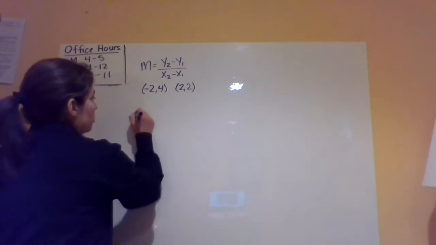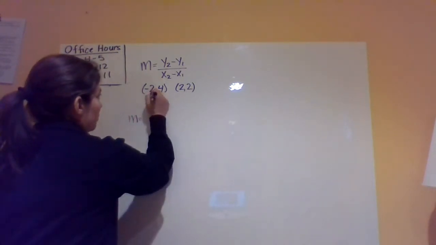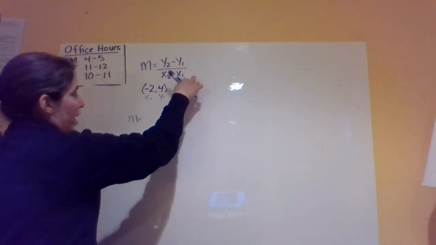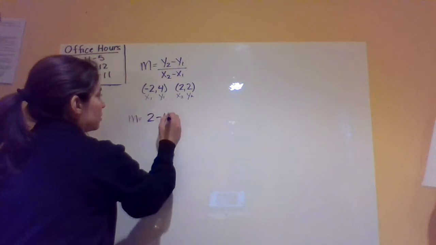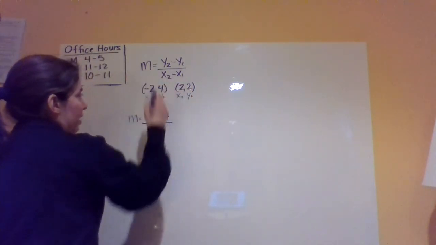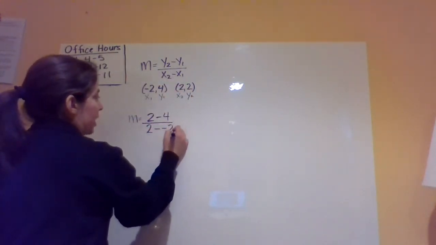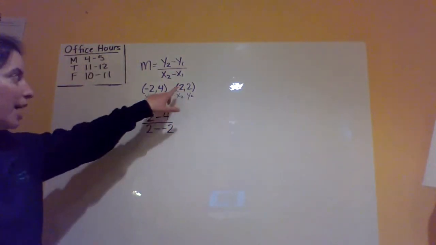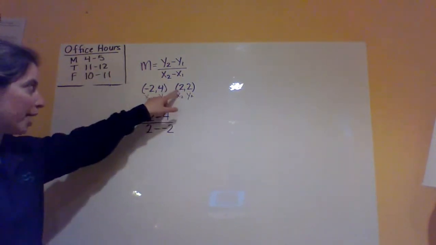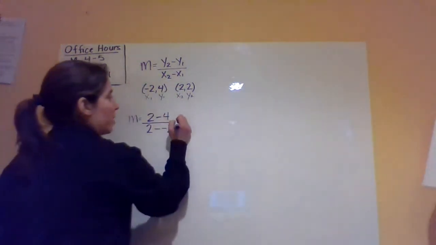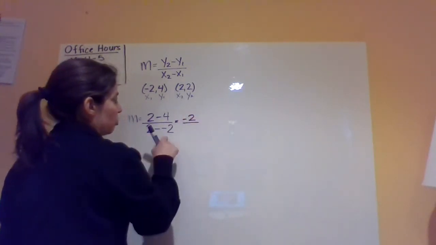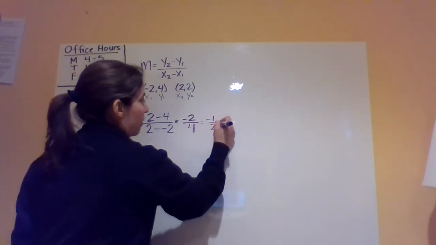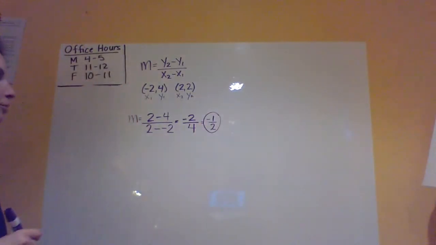So if I choose for this to be x1, y1, and this to be x2, y2, I'm going to do y2 minus y1 over x2 minus x1, so 2 minus -2. When you have negatives that you're subtracting, just make sure you're getting everything in there. It's not 2 minus 2, it's 2 minus -2. So 2 minus 4 is -2, 2 minus -2 is like 2 plus 2, which is 4. That would reduce down to -1/2.